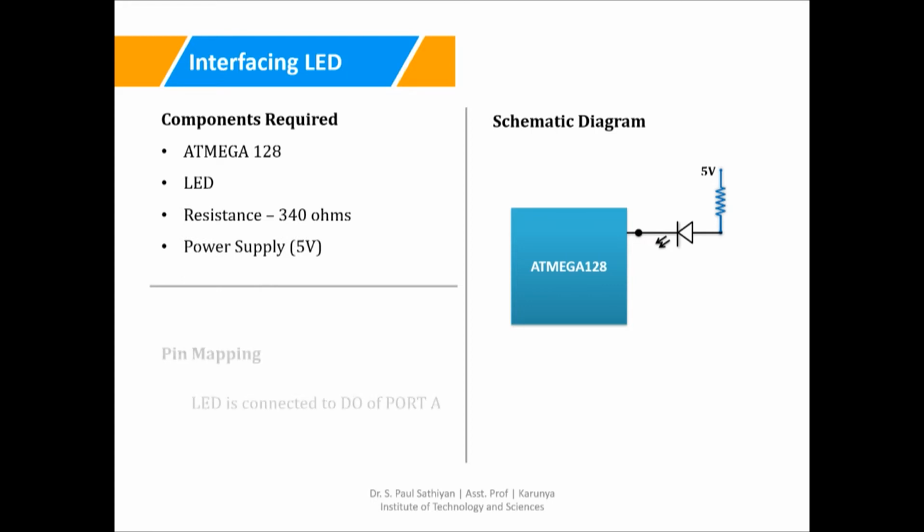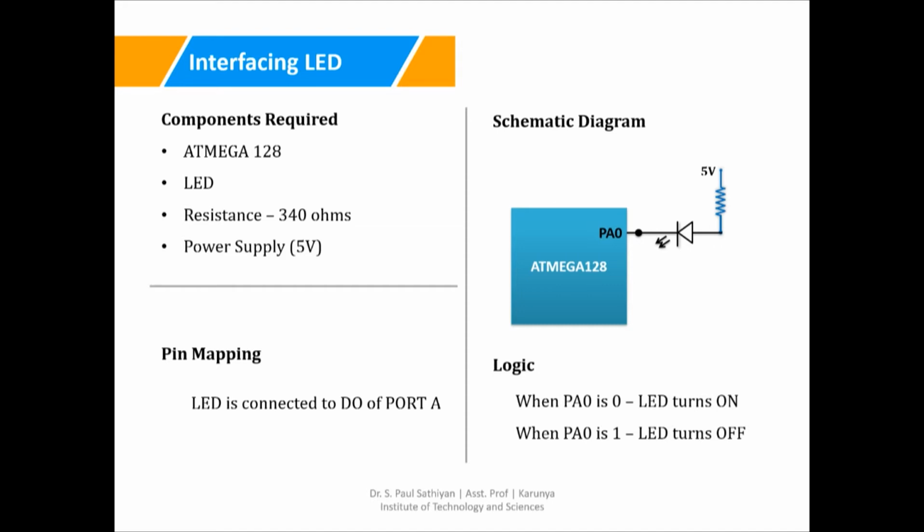The LED is connected to D0 bit of port A. When the LED is connected as shown, the control logic would be the LED will turn on when the port is made 0 and the LED turns off when the port is 1.